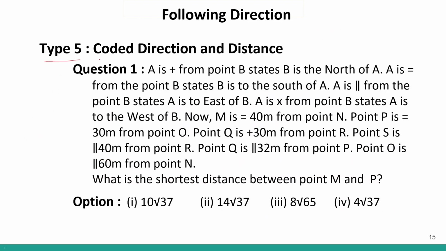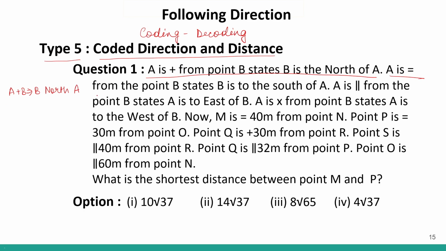Now, this is type 5, coded direction and distance. This is very similar to coding and decoding. So basically in this, each direction is coded with a symbol. For example, here it is written that A plus B. This will denote that B is to the north of A.